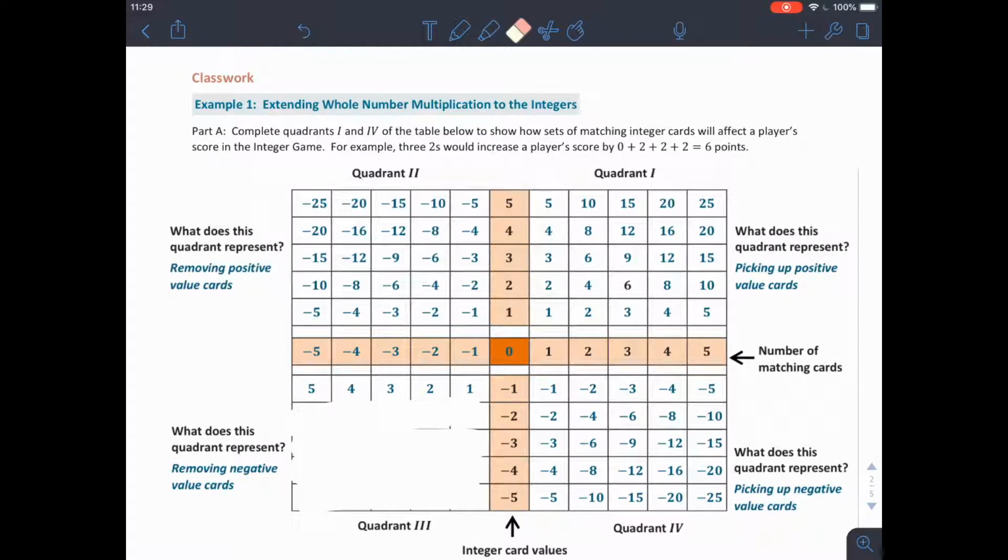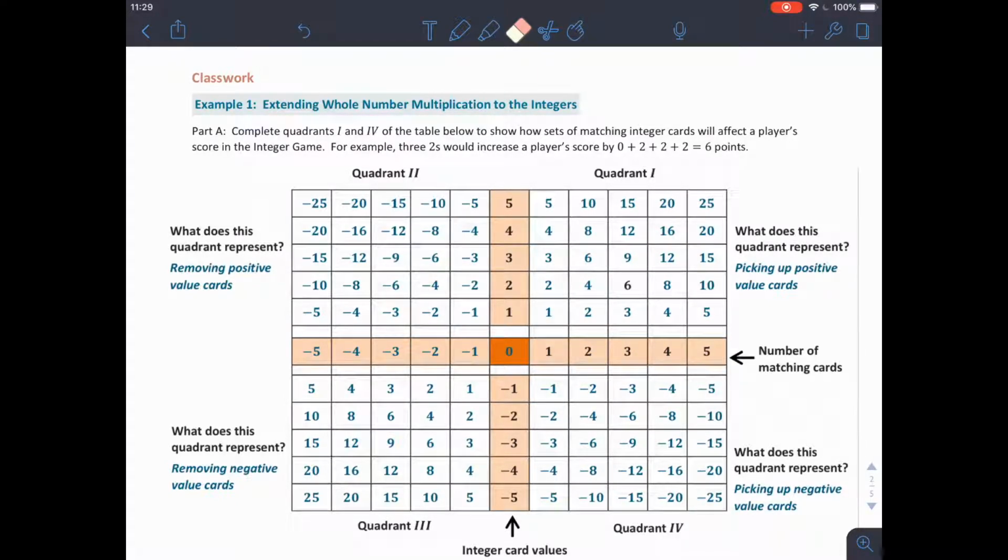I find the same pattern if I take away a negative 2 card. My score will increase by 2 for each negative 2 I take away. My score will increase by 3 for each negative 3 I take away, increase by 4 for each negative 4 I take away, and increase by 5 for each negative 5 I take away.